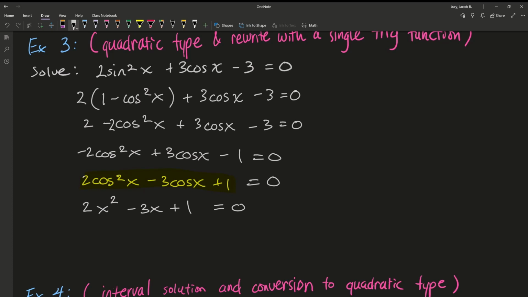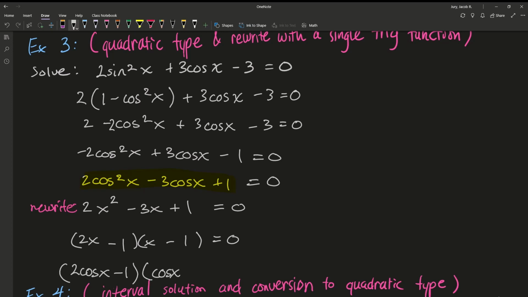So how does this rewritten form of the equation factor? And then I'll just replace that x that I used to make this problem simpler with my cosine variable, and then I can use the zero product property to solve. So I've got 2 cosine x minus 1, and then cosine x minus 1 equals 0.